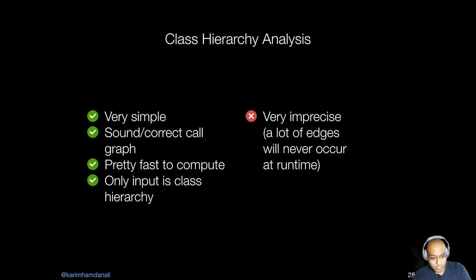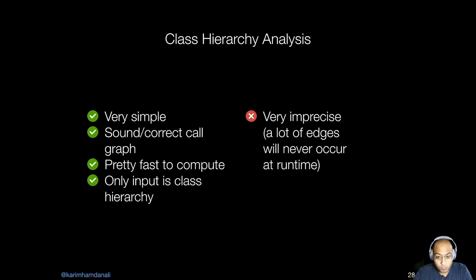So on one hand, the analysis is very simple, right? Just give me the class hierarchy. I don't need to analyze any code. Just tell me what the class hierarchy is, and I'm going to tell you an over approximation that is sound, right? So in one of those green zones in the lattice of solutions that we talked about in the previous lecture. So it is very simple. It is sound, correct? So it is not going to miss any potential runtime behavior of the program.